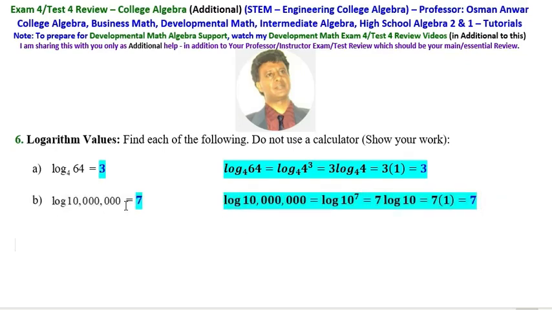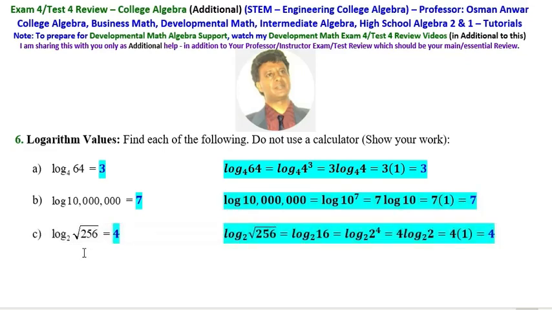Log of 10 million, so this is log of 10 to the 7, and that brings the 7 down, that is 7 log 10. Log without a base means log base 10, so that is log base 10, 10 is 1, that is 7 times 1, that is equal to 7.